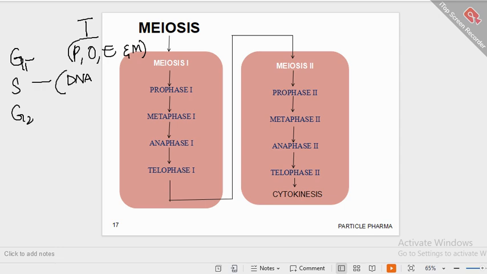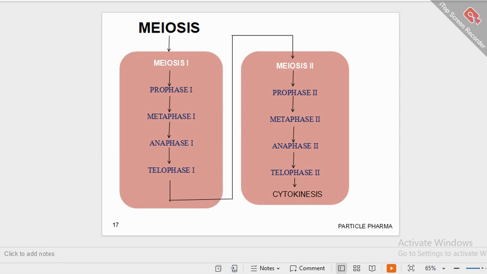If everything goes well, then it will proceed to gap 2. In gap 2, there will be a check for errors through a checkpoint. They will check whether the DNA replication is correct or not. If it is correct, it will proceed. Otherwise, it will stop here. And there will be a formation of spindle fiber in gap 2.